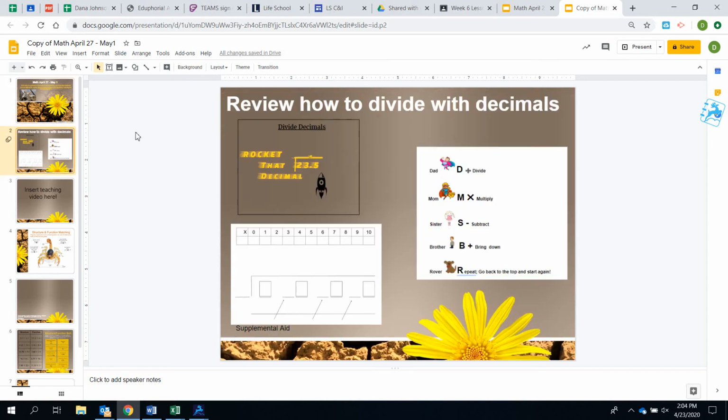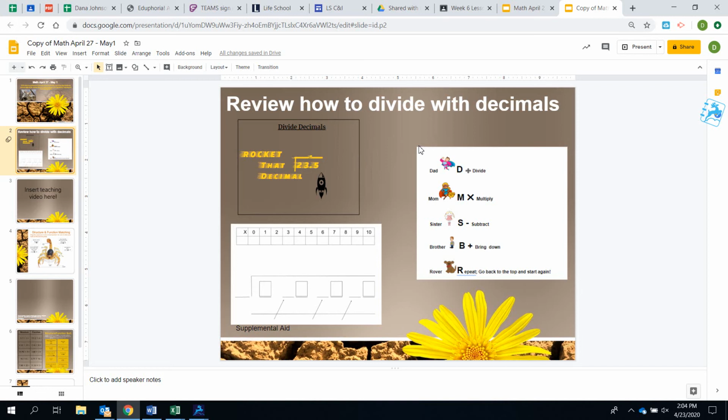So let's get started. We are going to practice dividing with decimals. On the first slide, we put some reminders for you about dividing with decimals. Remember, the biggest thing about dividing with decimals is that you just have to rocket that decimal up to the top. After you do that, you just do the division as you know how to do it, and it'll work out.